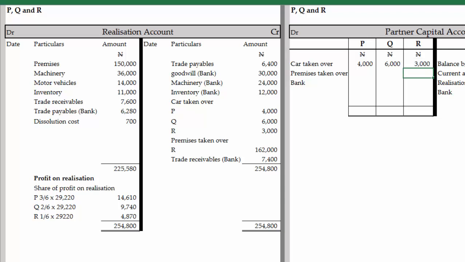Next is the premises taken over. This was by R at an agreed value of 162,000. Okay, and that is it. So let's balance this account.